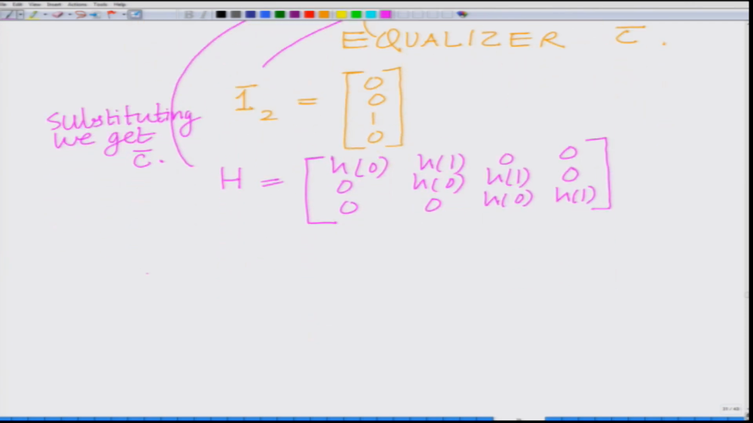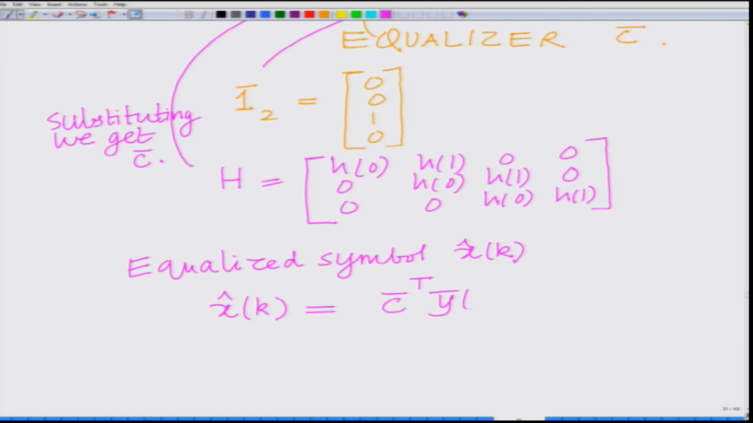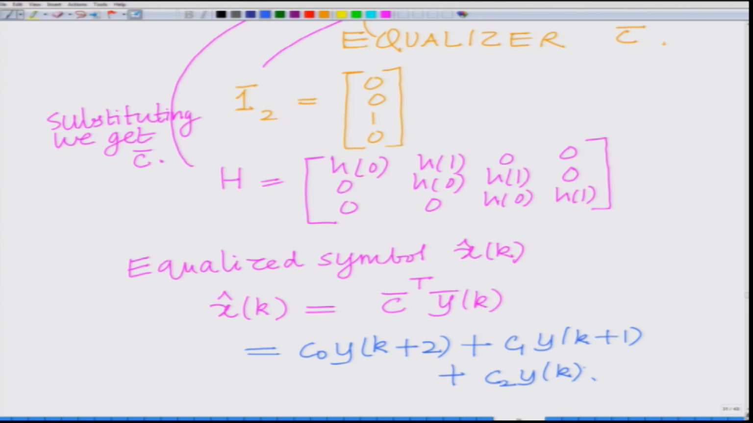And once you have the equalizer, the resultant equalized symbol x hat of k equals C bar transpose y bar of k, which is equal to C0 times y of k plus 2 plus C1 times y of k plus 1 plus C2 times y of k. This is the equalizer.